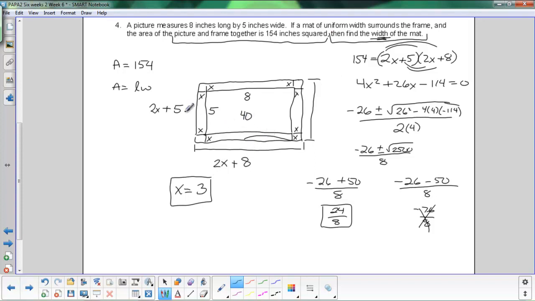Please remember, there are other problems that could be solved here. As far as the entire problem is concerned, find the width of the entire picture and frame, or find the length of the entire picture and frame. It's critical that you read the question carefully to understand what it is you're looking at to ensure that you have answered the problem correctly.